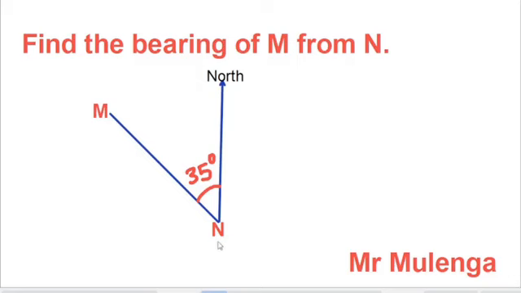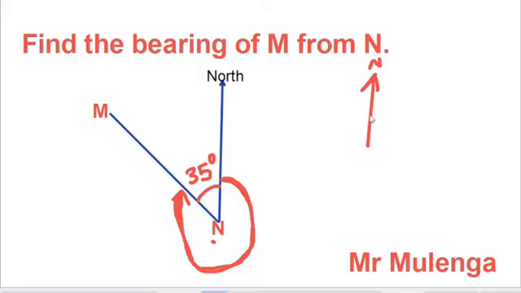So from N right here, they have even drawn the north compass, the north pole, which is right there. So the bearing will move from north going to the line NM in a clockwise direction like this. So this is the bearing that we want. So how can we find this bearing? Remember this property where we said angles at a point add up to 360 degrees.